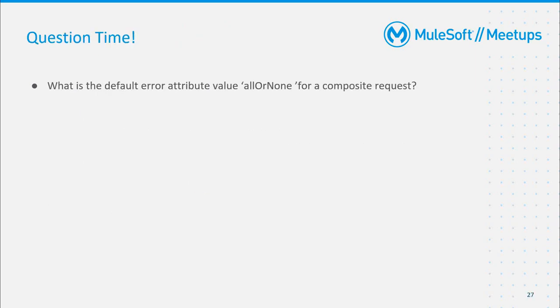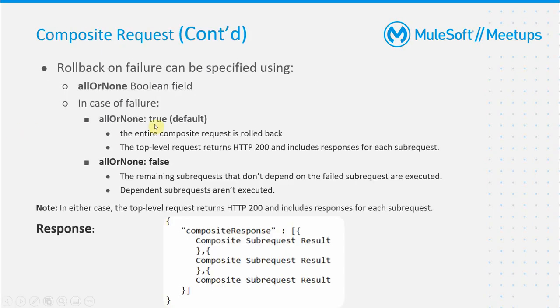All right, so the question says: what is the default value of the allOrNone attribute for a composite request? If you do not mention anything for this allOrNone attribute, what will be the value? As we saw, it will be true by default, right? If you want to make it false, you have to mention it explicitly. If you do not mention it, then allOrNone will be true, and you do not have to write it down in your request.